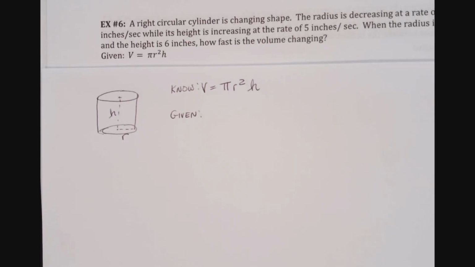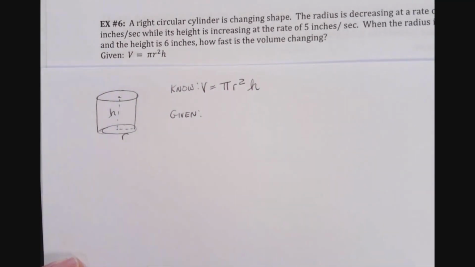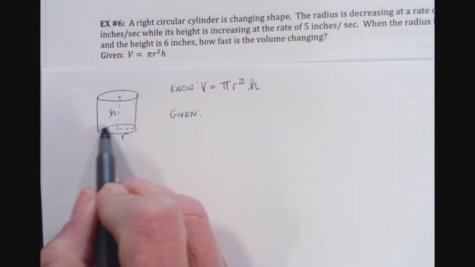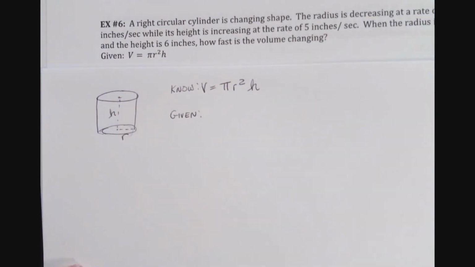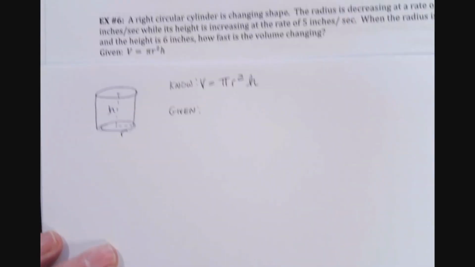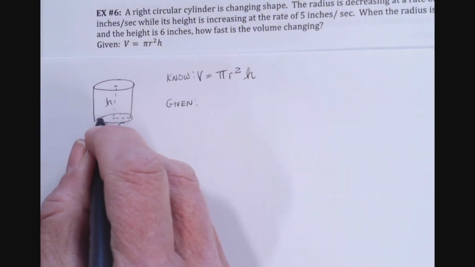Okay, we started off here knowing the formula. They even gave it to us here. Volume equals, for a cylinder, pi r squared h. The area of the base, and the area is a circle, so the area of the base times the height. And then here's our right circular cylinder.